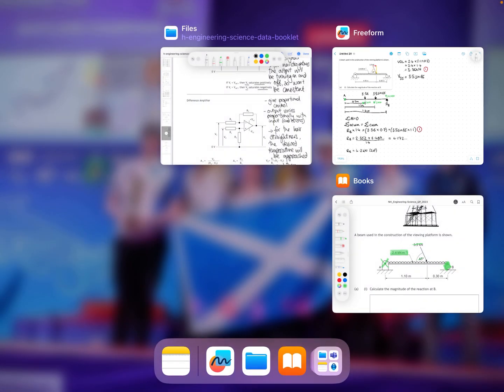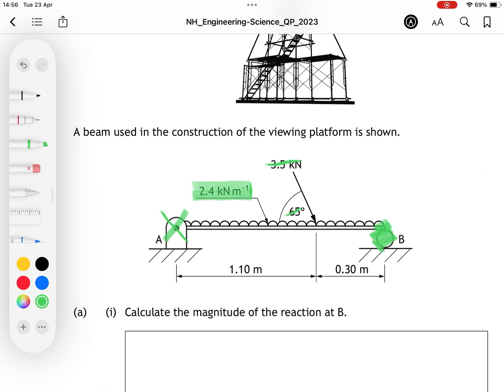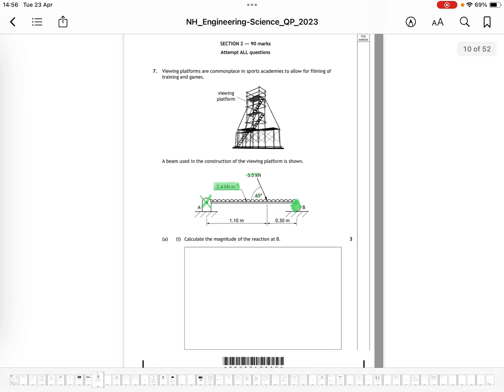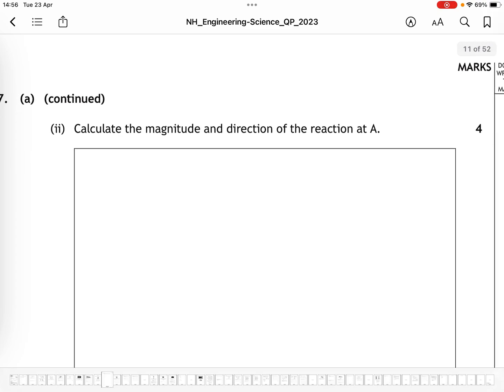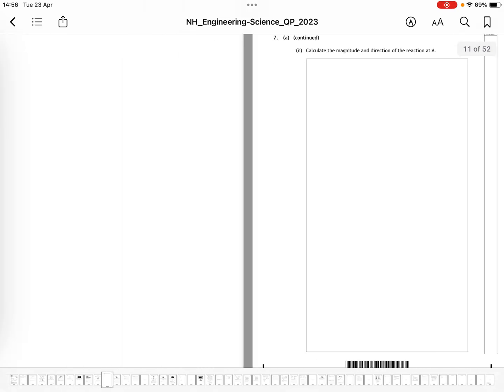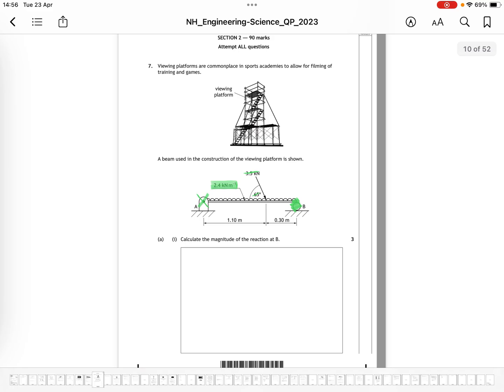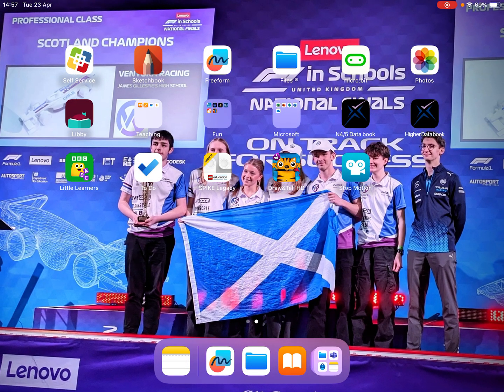Now the next part of this question asks us to calculate the magnitude and direction of the reaction at A, and this is 4 marks. So what they're going to expect us to do is to resolve vertically and horizontally, and then calculate the resultant force at A and the angle that it's acting at.